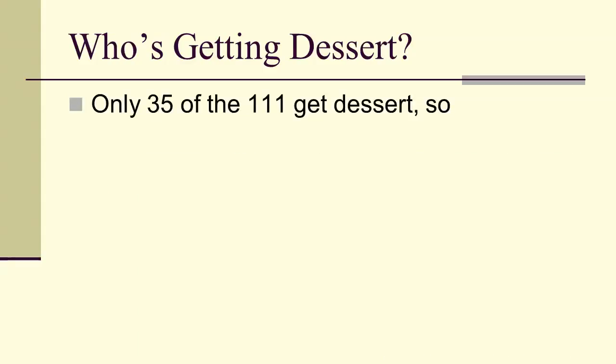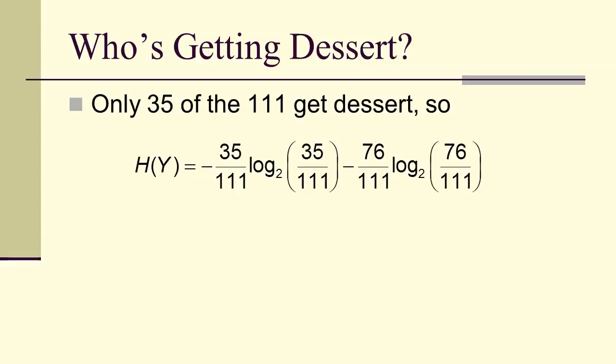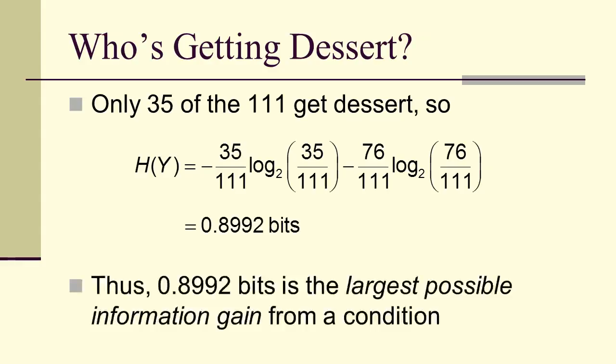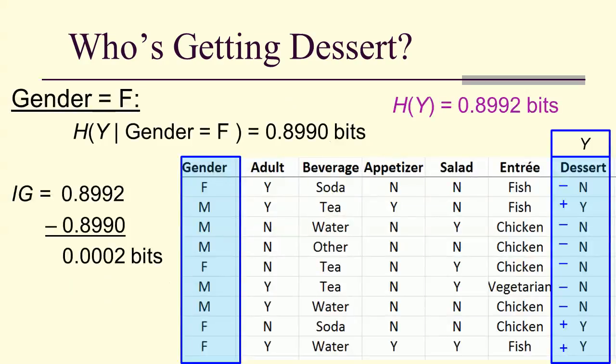Only 35 of the 111 get dessert, so we can compute the classifier entropy, the capital Y, as just the standard definition of entropy, and that's 0.8992 bits. And so this is the largest possible information gain we could get from a condition. So let's start with gender. So if the gender is female, from that we get 0.8990 bits for the entropy, and the information gain is therefore 2/10,000ths of a bit. That's not very much.